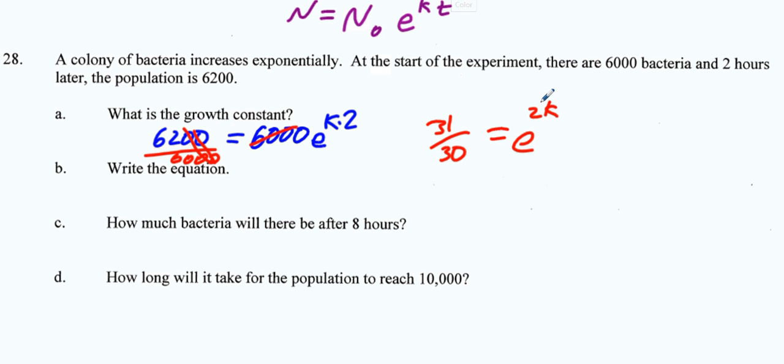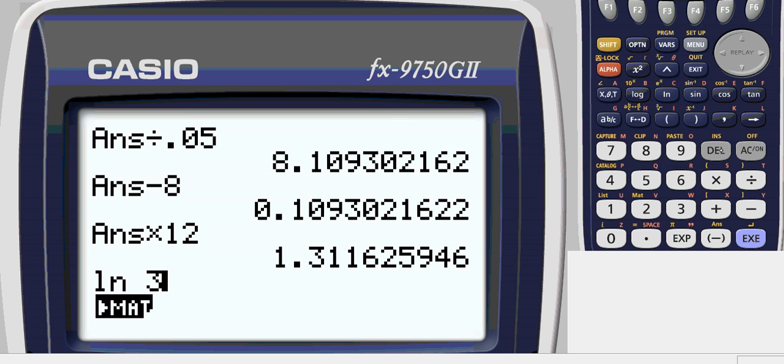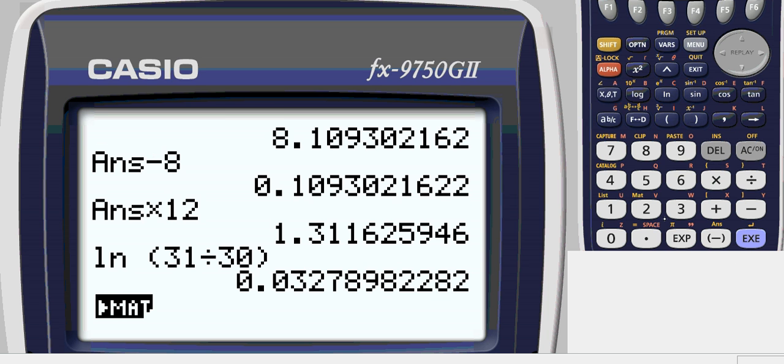Since the variable's in the exponent, we log it to chop it down. So we natural log, because base e is natural log, 31 over 30 equals 2K. And to solve for K, we'll just divide by 2. So natural log of 31 over 30 divided by 2. Make sure you put parentheses around your fraction in the log. And then divide by 2.